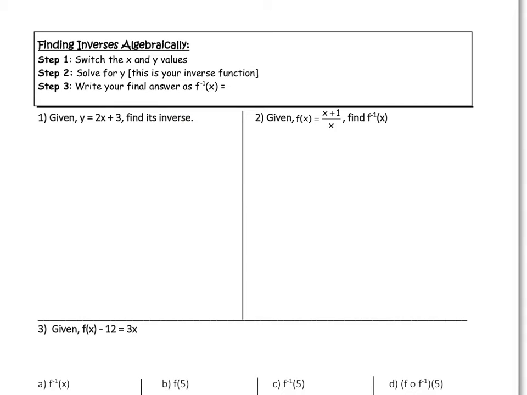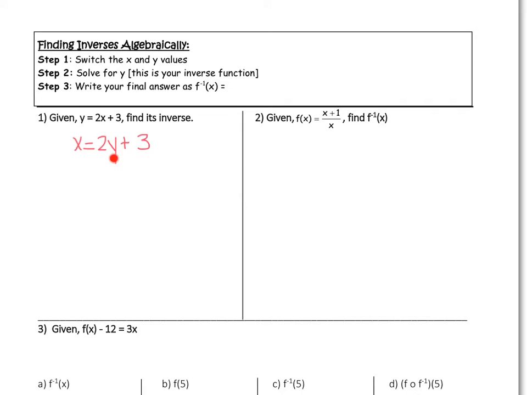So switch the x and y values. What that means is everywhere I see a y, I'm going to put an x, and everywhere I see an x, I'm going to put a y. So look, I took the y, I switched it to an x. I took this x and I switched it to a y. Plain and simple. Then you're going to solve this equation for y. When you're done, this will be your inverse function.